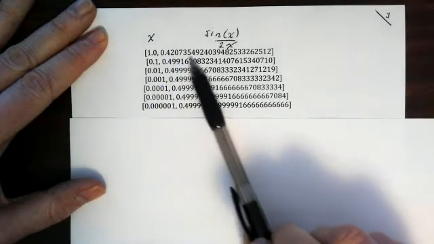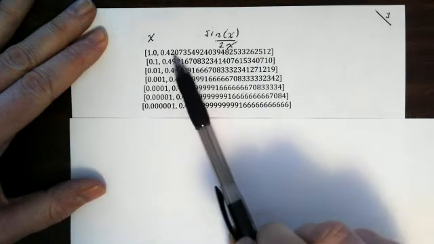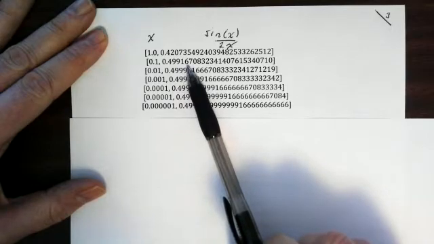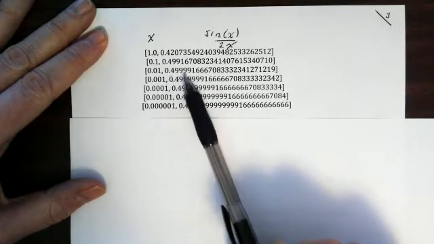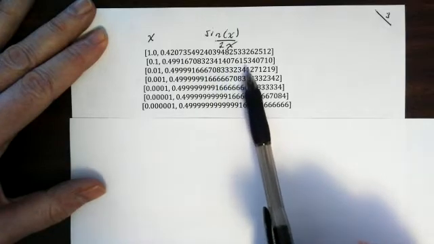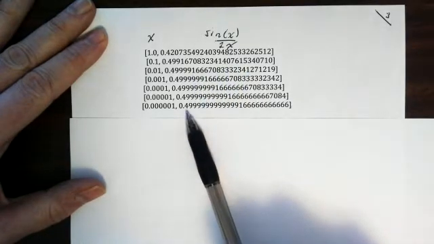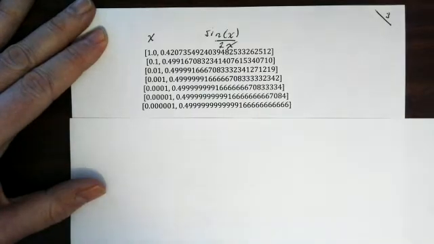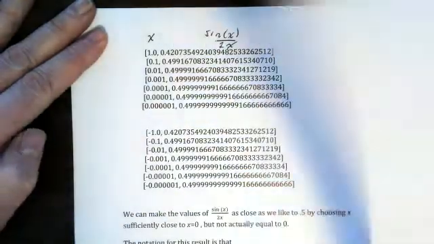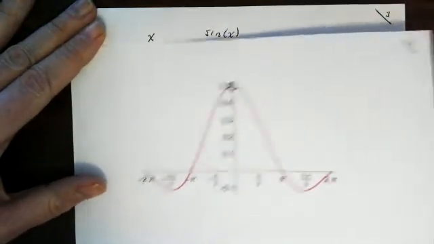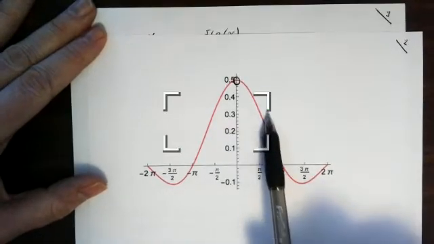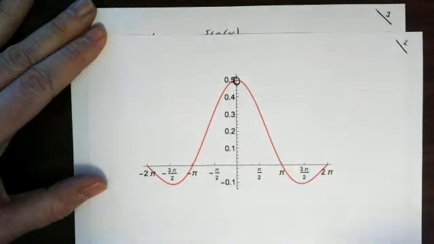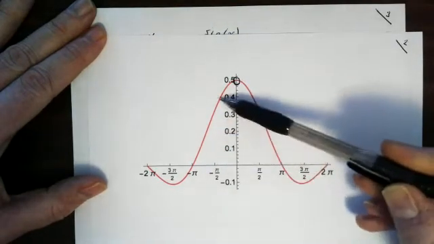And over here we see the outputs, sine of x divided by 2x: 0.4207, 0.499916, I'm truncating, 0.499999166, and so on. And we can see that the outputs are getting closer and closer to 0.5, very close to 0.5. And this makes perfect sense with the graph that we just looked at a moment ago. As the x values became closer and closer to the origin, the outputs became closer and closer to 0.5. And this is true if we look at negative values of x as well.